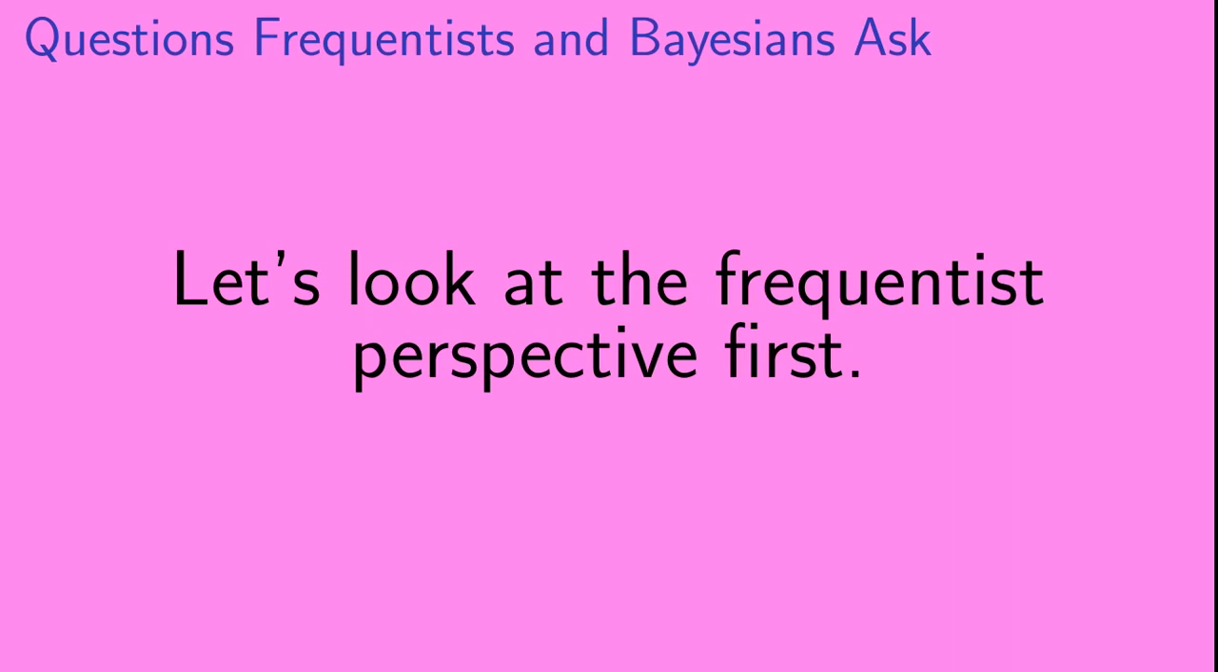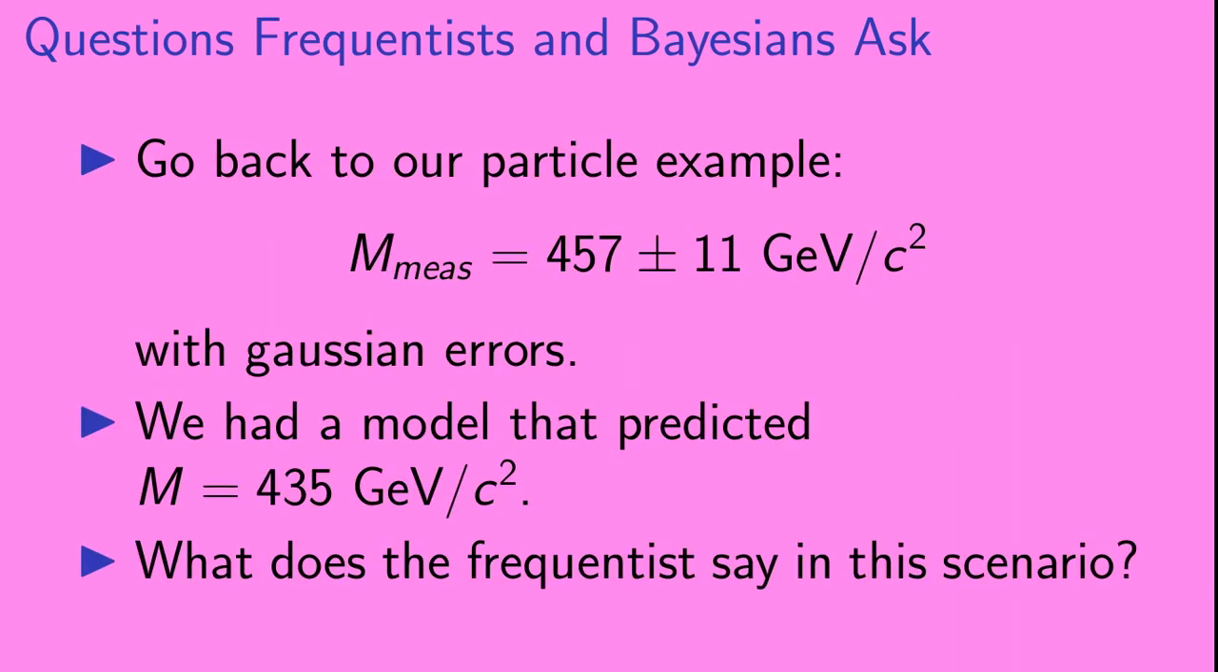Okay, let's look at the frequentist perspective first. Let's go back to our particle mass example, where we said that our measured result was 457 ± 11 GeV/c², and where we were assuming Gaussian errors. We had a model that predicted the mass was 435 GeV/c². So let's ask, what does the frequentist say in this scenario?